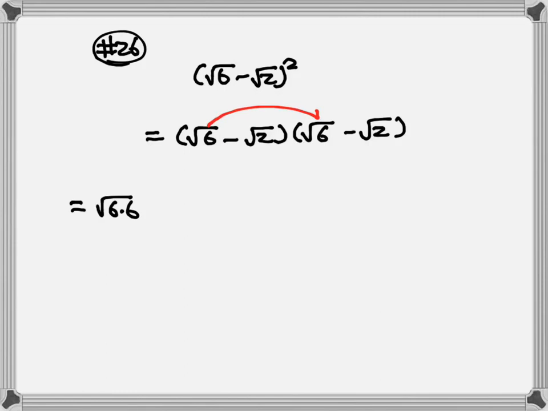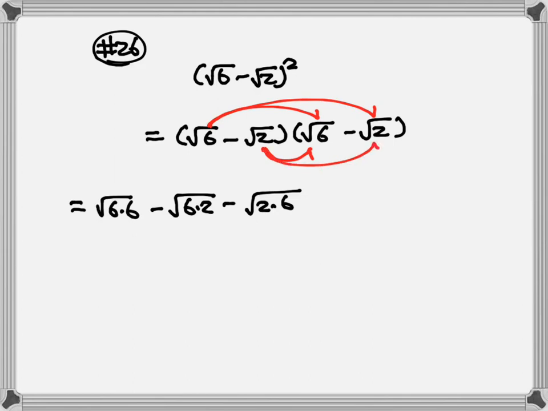Step 2, multiply these two numbers. So it becomes minus square root of 6 times 2. Step 3, these two numbers. So we have minus square root of 2 times 6. Step 4, multiply these two. Negative, negative becomes plus. So it becomes plus, inside we have 2 times 2.